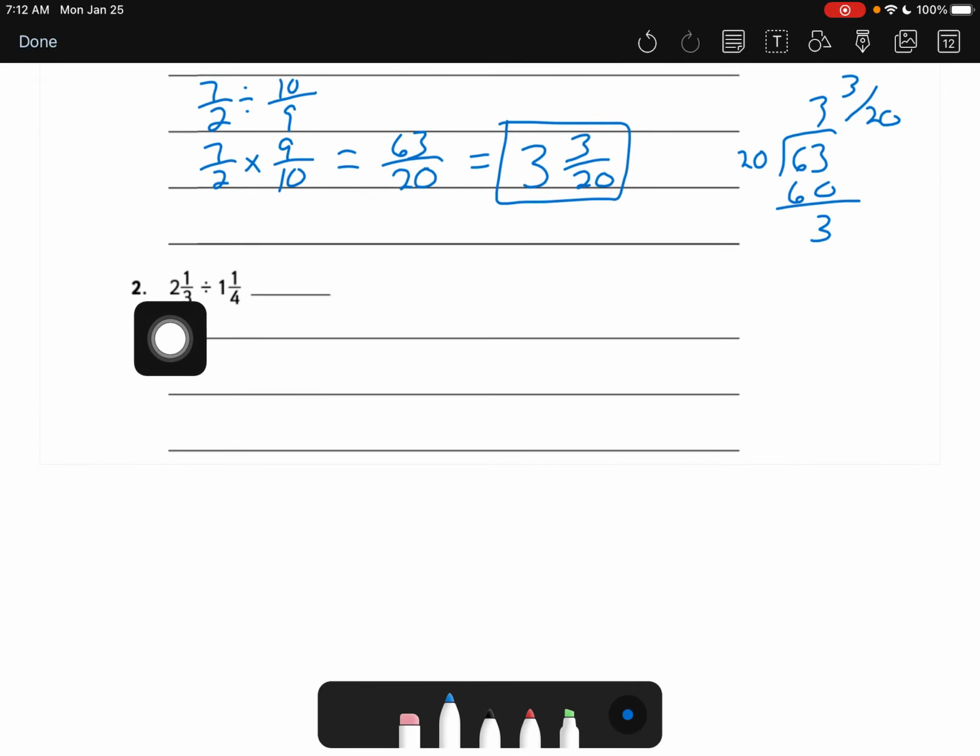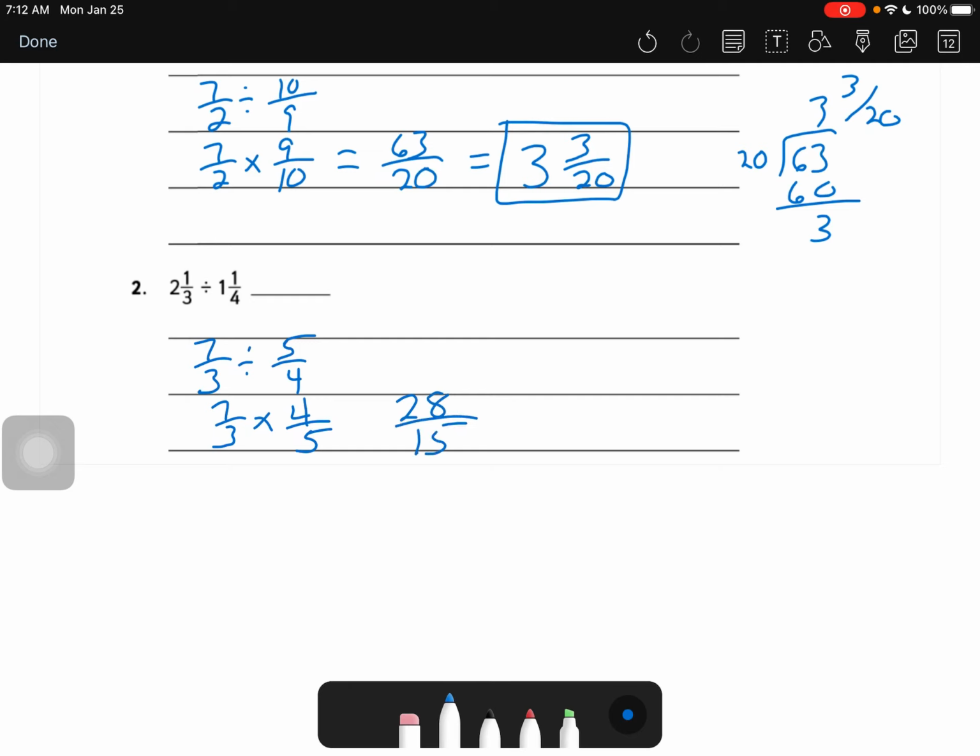Next one, 2 1/3 goes to 2 times 3 is 6, plus 1 is 7. 7 thirds divided by 1 1/4 would be 1 times 4 is 4, plus 1 is 5, so that would be 5/4, and then I'm going to change this to multiplying and flip the second fraction. Now I can multiply. 7 times 4 is 28, 3 times 5 is 15, and then 28 divided by 15. 15 only goes in there once, and so that's going to give me a remainder of 13. So I get 1 and 13/15 for that one.